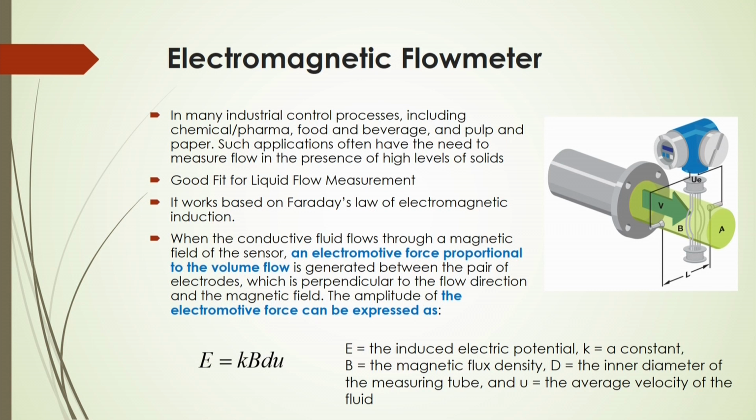Generally this type of device is used in the chemical industry, pharmaceutical industry, food industry, beverage industry, pulp and paper, where you will see particulate systems, maybe some solid particles at a certain level. To calculate the flow rate in this case, the electromagnetic flow meter is generally used, because that is actually a slurry, not a pure liquid. Here solid contaminants will be present to some extent.